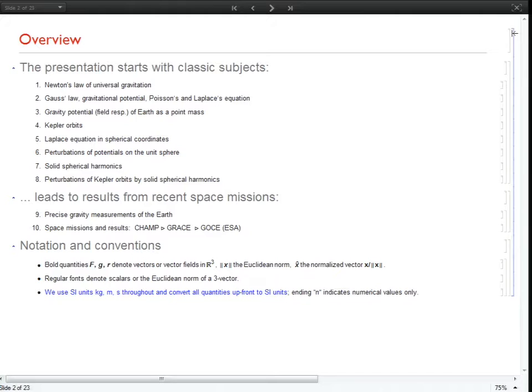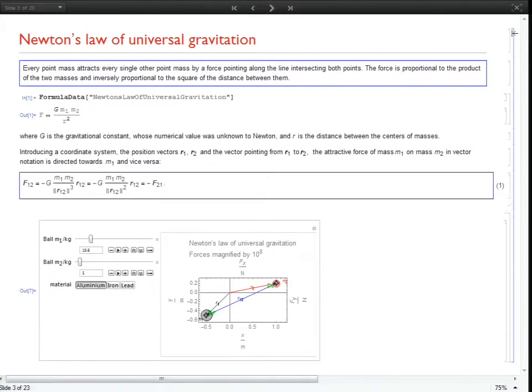A few notations. There are some formulas needed, and bold quantities designate vectors or vector fields in three-dimensional space, and the vertical bars denote the Euclidean 2-norm. Regular fonts are scalars, and in terms of units, I use SI units throughout because otherwise we end up in a mess.